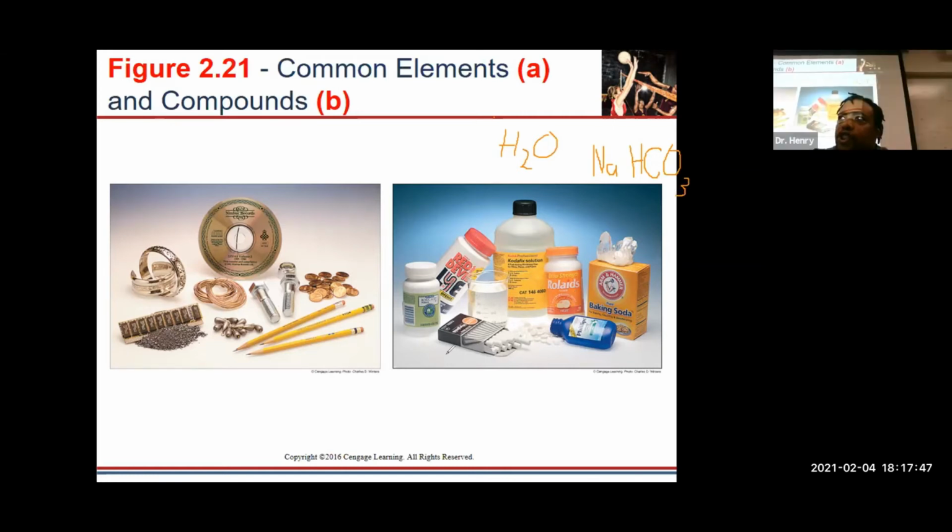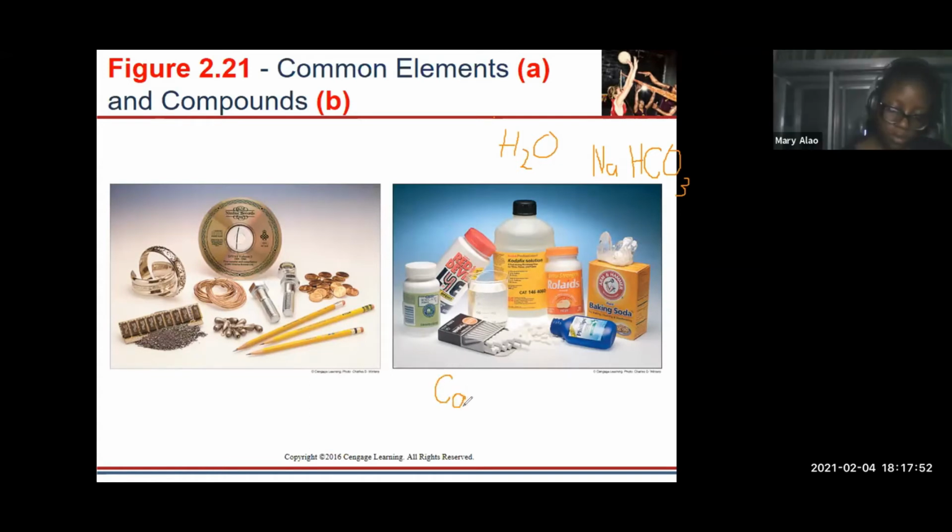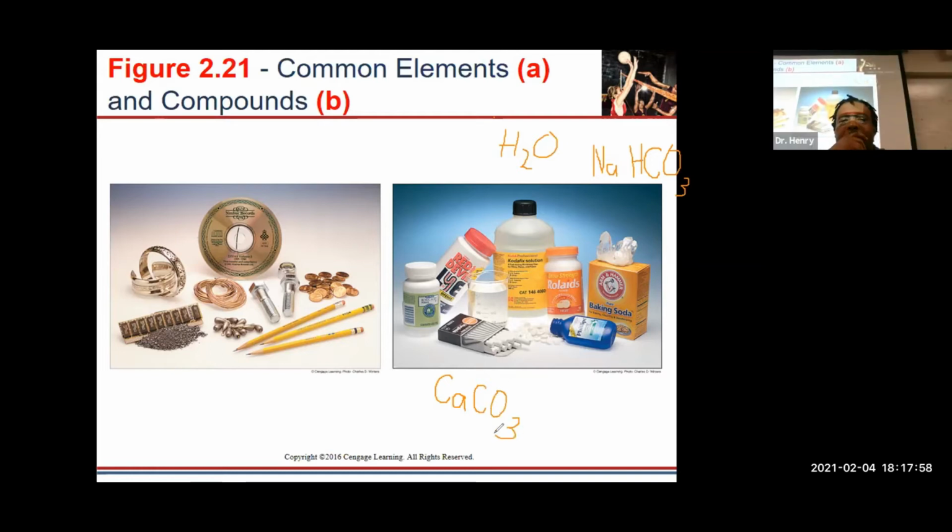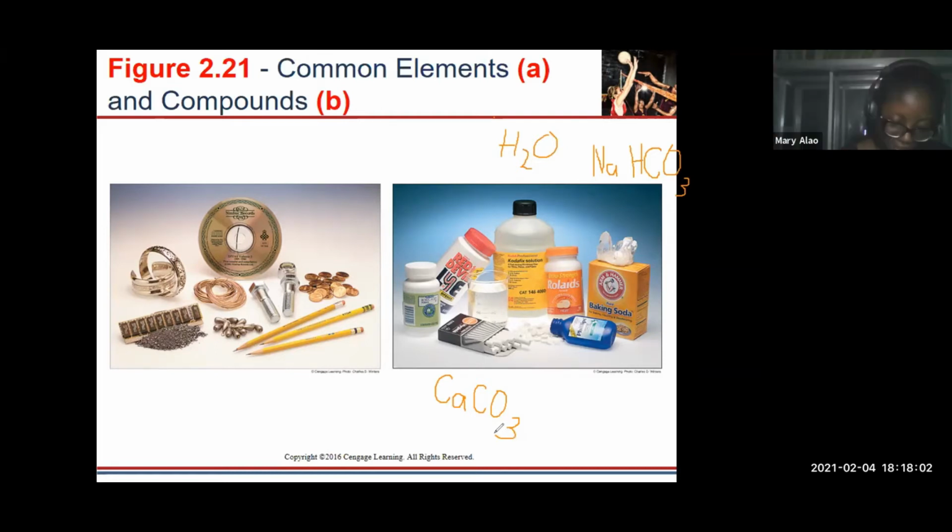Okay. What about chalk? It's a compound. Okay. Simple, right? Not too hard?